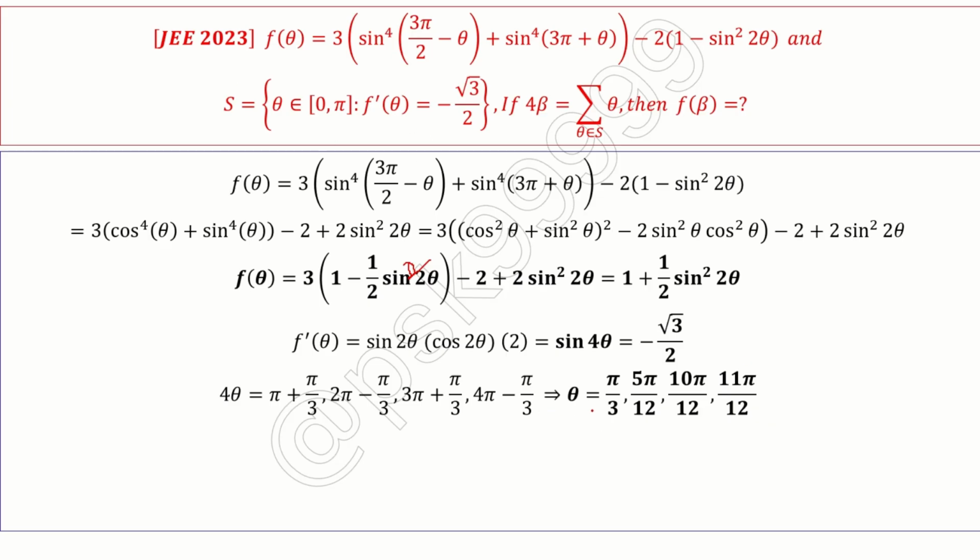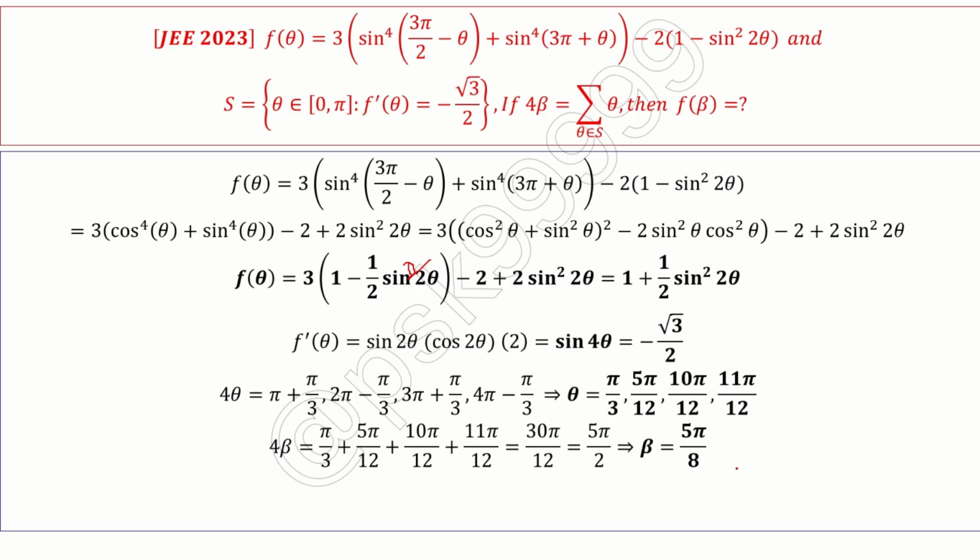Okay. So if I check theta, if I take the 4 to the other side, I get pi by 3, 5 pi by 12, 10 pi by 12, and 11 pi by 12. You can write a few more here and see if they are within pi or not. So these are the 4 terms within the boundary of 0 to pi. Now you got theta. Now you need the sum of theta.